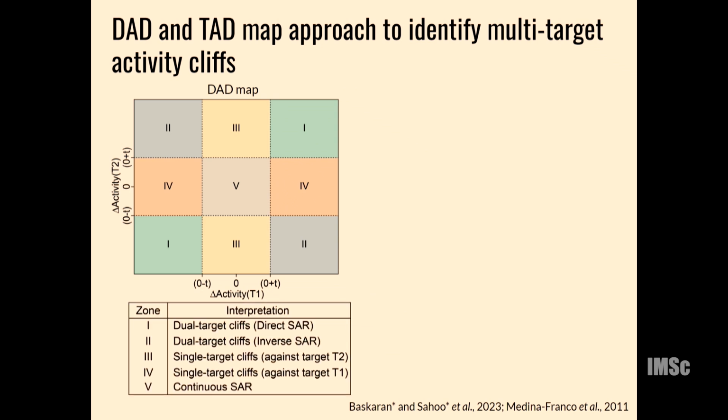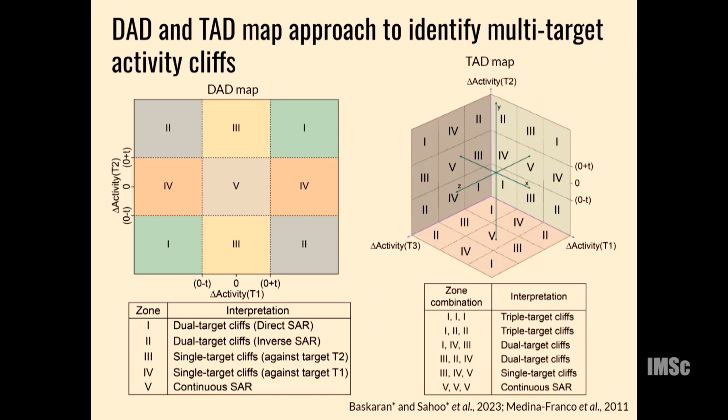Zones 1 and 2 will give you dual target cliffs, whereas zones 3 and 4 will give you single target cliffs, and zone 5 will give you the continuous SAR where there is no cliff. Similarly, one can also extend this approach to a TAD map where you have 3 receptors. So a TAD map is nothing but the combination of 3 DAD maps, and if a chemical pair forms activity cliffs with respect to all 3 DAD maps, that will be basically triple target cliffs.